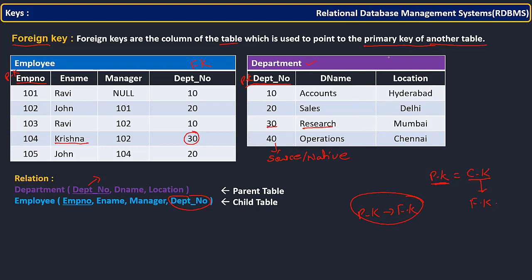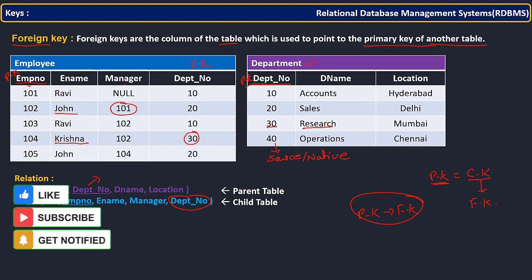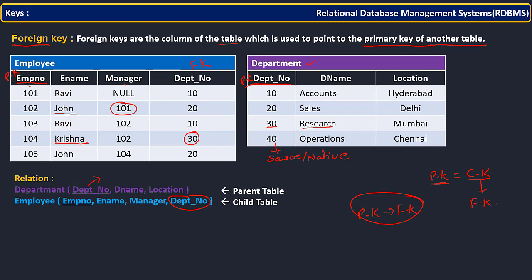Here we discussed different tables, but you can see employee number and manager here. Who is the manager for John? Employee 101. Who is 101? Ravi. So for John, the manager is Ravi. And who is the manager for Ravi? Another Ravi. The names are the same, but the person is different because the employee number is different. For this Ravi, who is the manager? Employee one or two, who is John. So for Ravi, John is the manager. And for John, who is the manager? Krishna. These two names are repeated, but the persons are different.